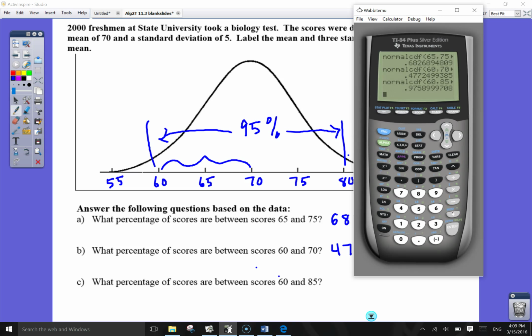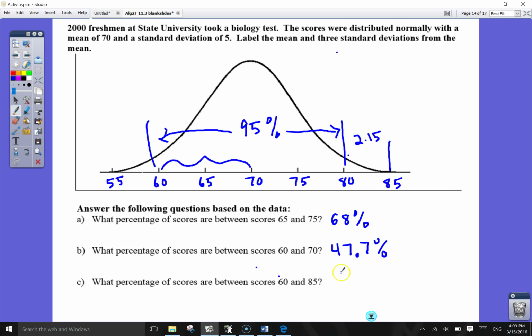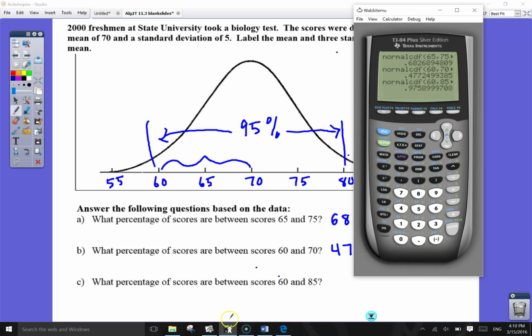Thank you. So it looks like it's 97.5, 97.6%.